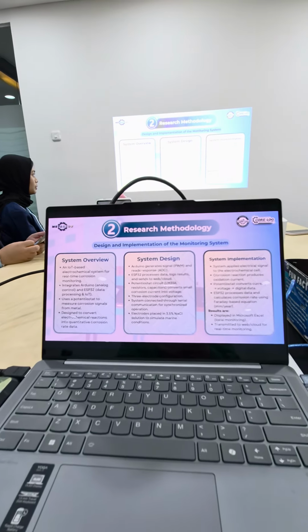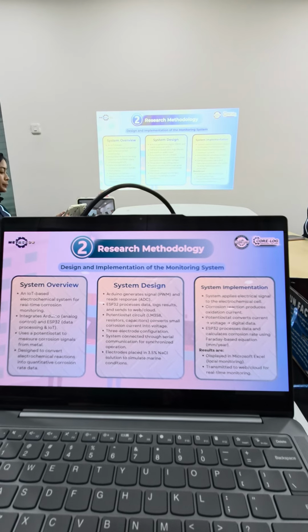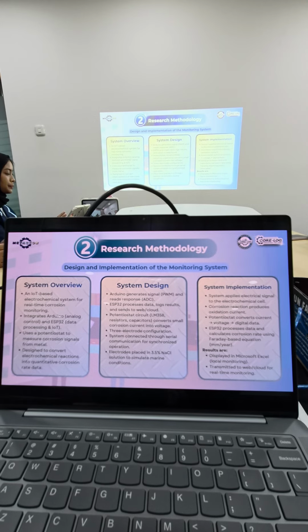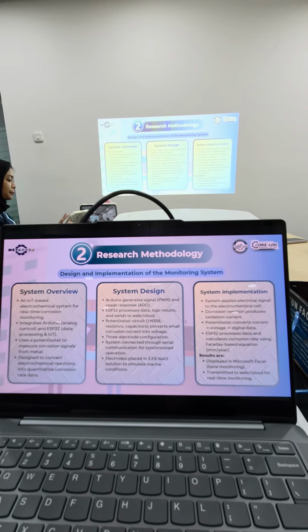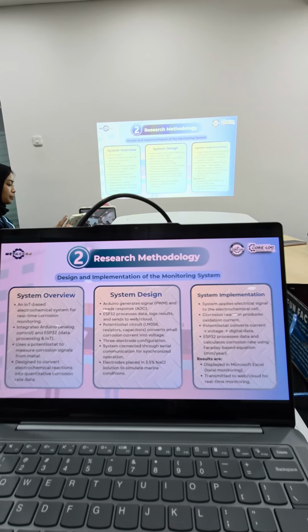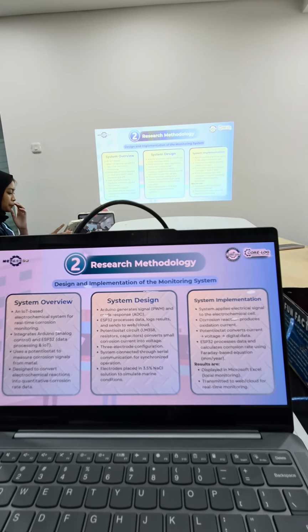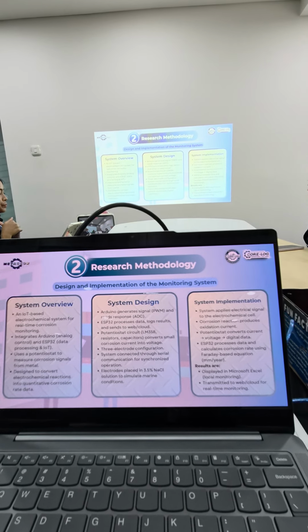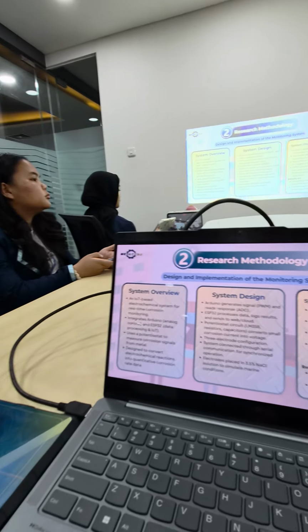For the design, our Arduino generates signals in PWM and reads the response in ADC. The ESP32 processes data, logs results, and sends them to the web and cloud. The potentiostat circuit, which is configured with LM358, resistors and capacitors, converts small corrosion currents into voltage. We use the 3 electrode configuration, which is connected to serial communication for synchronized operation, and the electrodes are placed in a 3.5% sodium chloride solution to simulate marine conditions.